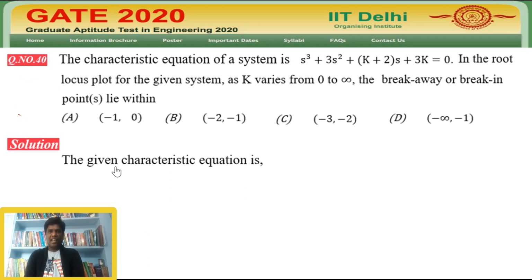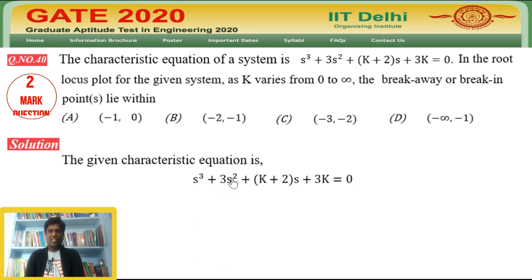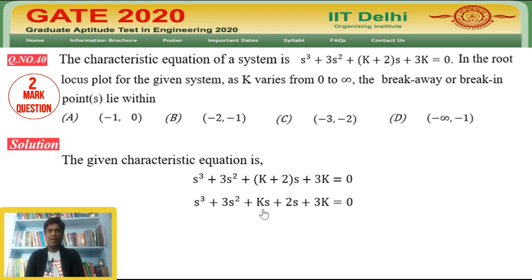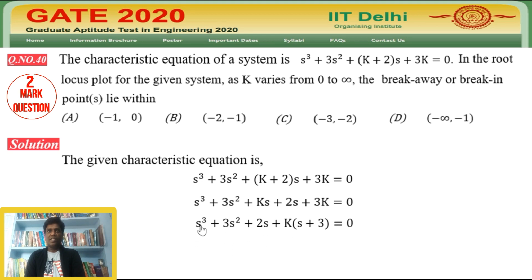The given characteristic equation is s cube plus 3s square plus (k plus 2) into s plus 3k equal to 0. Here, multiply the s term into the bracket, then the equation is s cube plus 3s square plus ks plus 2s plus 3k equal to 0. In this equation, take k common from the third and fifth terms to get the coefficient of k. Then the equation will be s cube plus 3s square plus 2s plus k into (s plus 3) equal to 0.